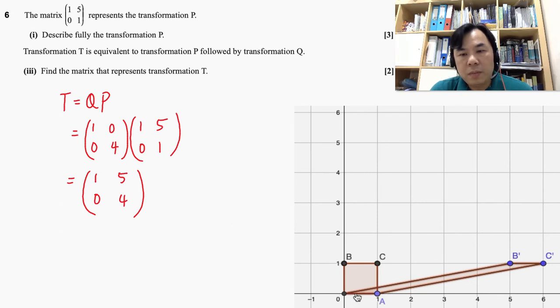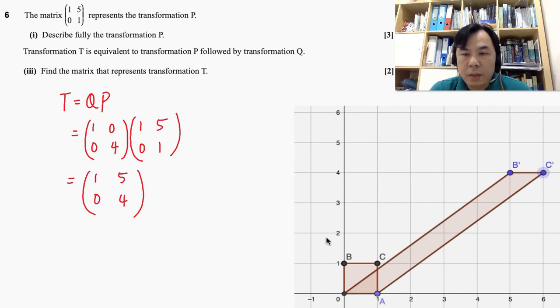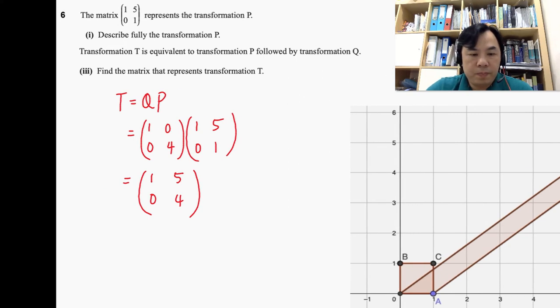Okay. And then thereafter, we're going to go through transformation matrix Q, which is a stretch parallel to the y-axis. Now that is a stretch factor of 4. So therefore, that will be our final image that undergoes the transformation matrix T here. Okay, now I hope that is clear. Now we're going to move on to the last section of this question.